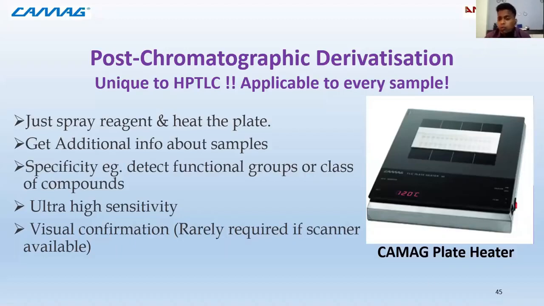For heating, you can use this KASC plate heater. So here you can see this is the plate heater. You will get very additional information about that sample, which is not available after development. You can go for specificity, for example, detect functional group or class of compound. Very ultra high sensitivity is there, and visual confirmation, which is rarely required by the scanner, because after giving colors it is visible to our eyes. So there is no scanner required for the scanning procedure.